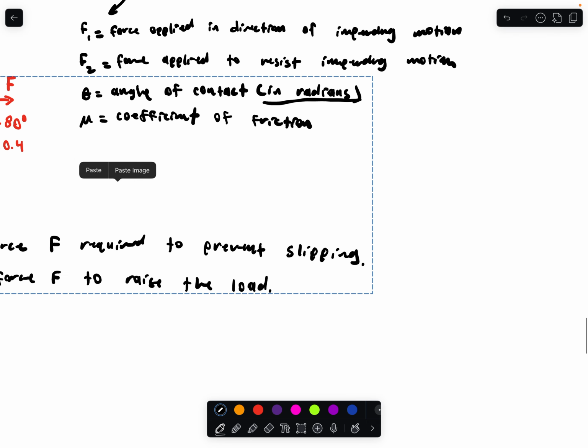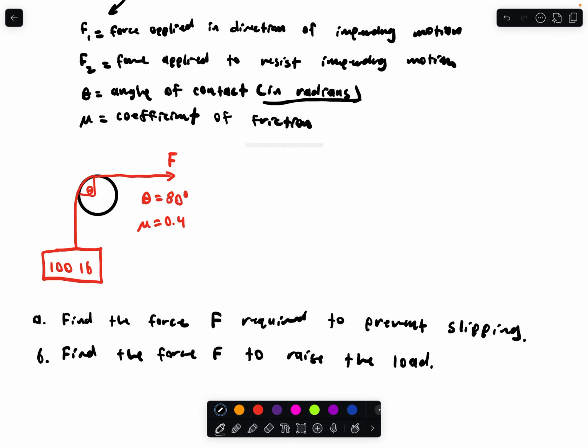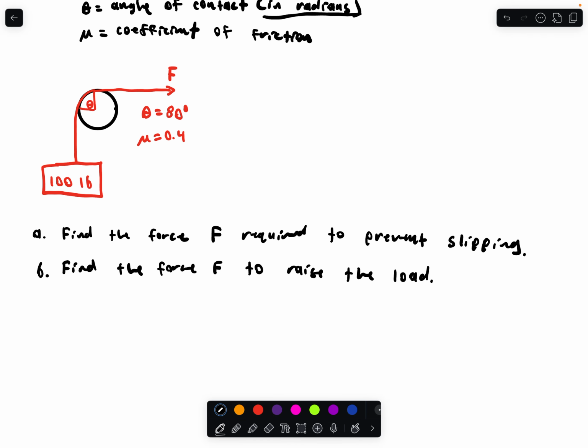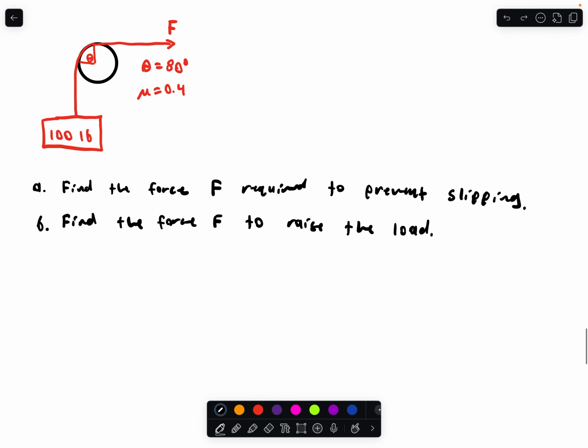So I have an example problem here. We have this pulley right here, and we have a rope draped over it, and on one side we have a 100-pound load, and then we're pulling on it in the other direction. Our angle of contact is 80 degrees, and our coefficient of friction is 0.4. So we have two questions. The first one is to find the force F required to prevent slipping, and B is find the force F to raise the load. Right, so starting off, I'm just going to think about this intuitively.